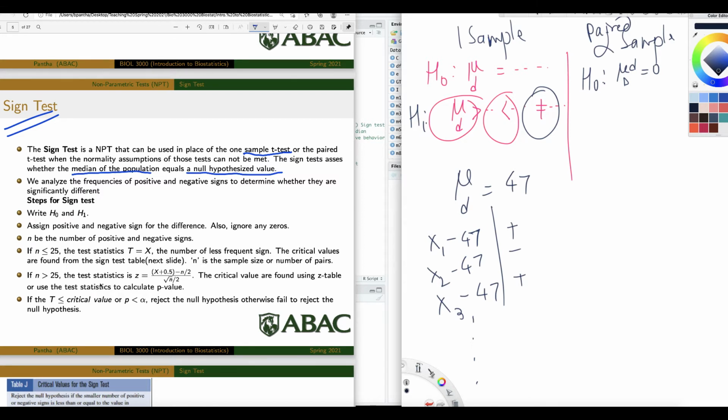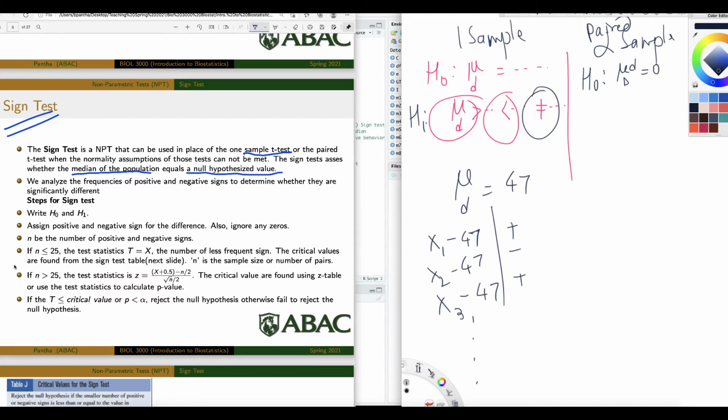Okay, guys, all right. So assign positive and negative signs for the difference. Also ignore any zeros. If there are any zeros when you find the difference, you don't count them. You only list the positive and negative signs. n is the number of positive and negative signs.